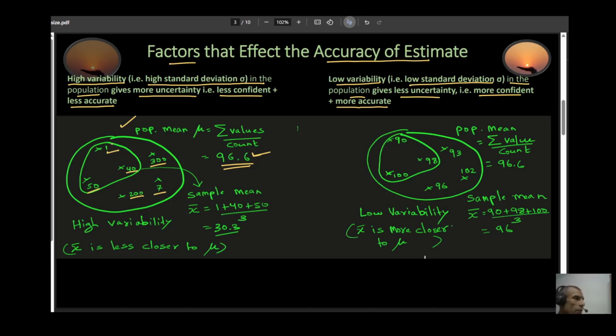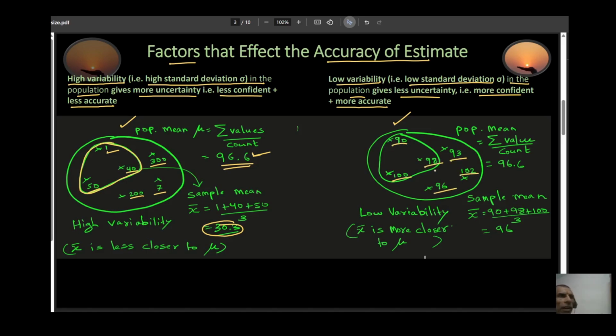Now I take a sample of 3 points. Let's say I take these 3 points right here, and I calculate the mean of this sample. And the answer comes out to be 30.3. Now let's look at this population right here. In this case, my points are 90, 98, 100, 93, 102, and 96. And look at these numbers.